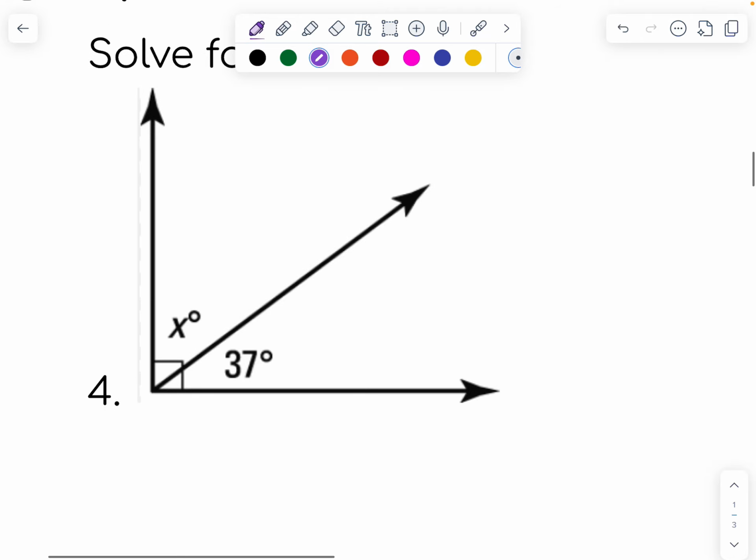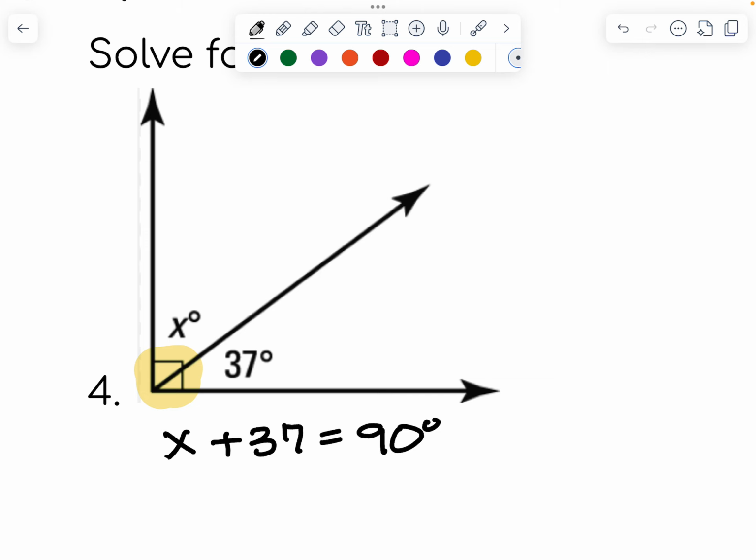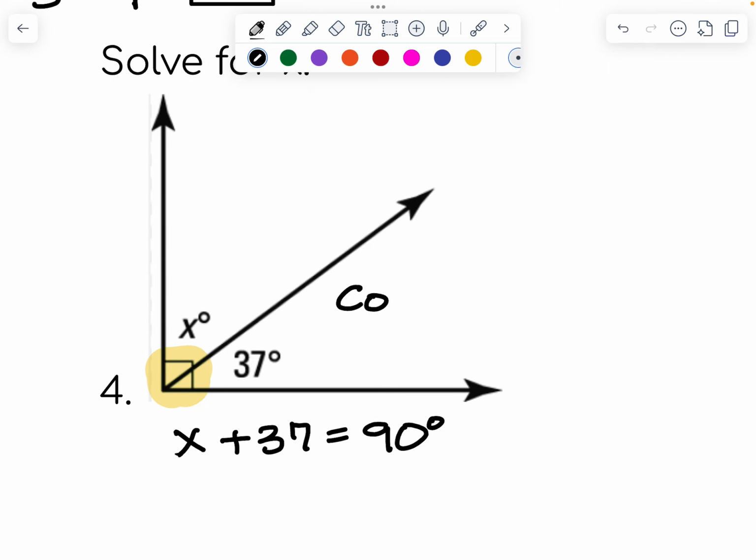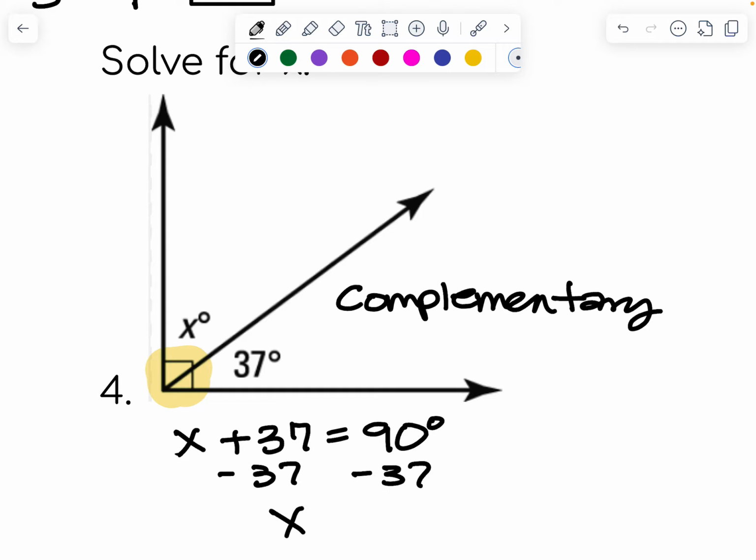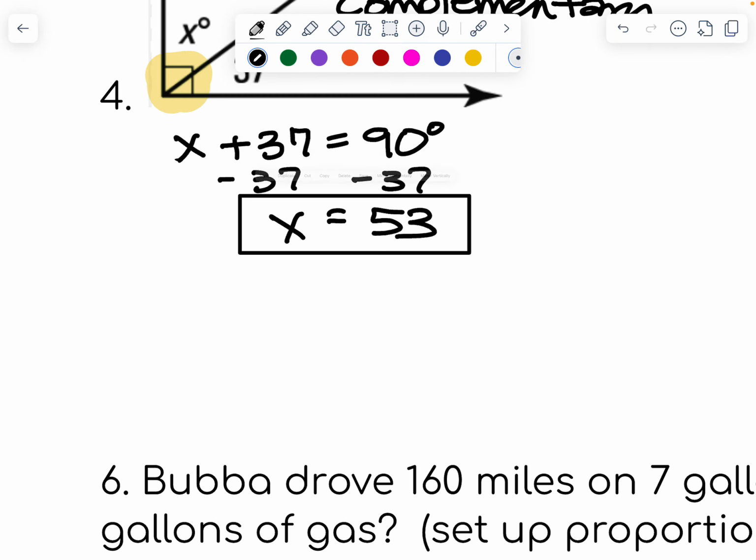All right, here we go. I'm going to look at this and solve for x. I know that this square means that it's 90 degrees. That means something, that's a highlighter, something plus 37 is going to equal 90. You can solve that equation, right? These are called complementary angles. They add up to 90. So x, if you did it like an equation, x would equal 53. There you go. You could also probably have done that just by looking at it, huh?